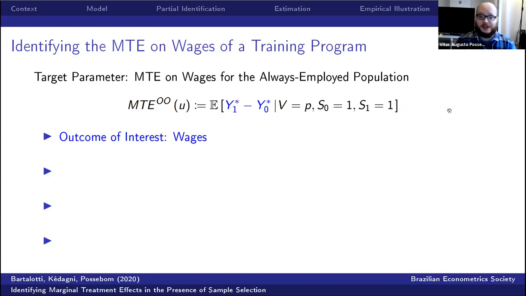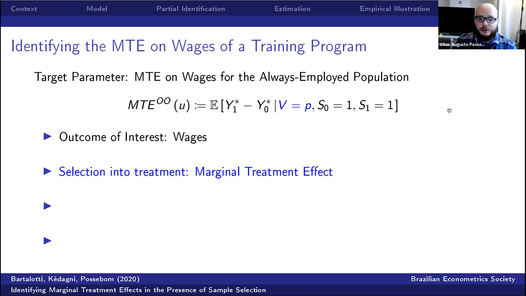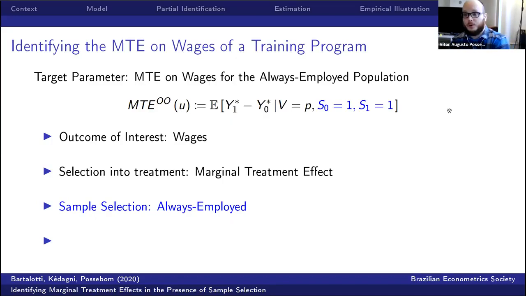We can see the Y* variables in the expectation. In order to address selection to treatment, we condition on the margin on the latent heterogeneity variable V. In some sense, V works as a control function. Moreover, in order to address sample selection, we condition on the always employed subpopulation. So basically, our parameter is focused on a population whose S0 equals 1 and whose S1 also equals 1. So this person here is employed regardless of their treatment status.